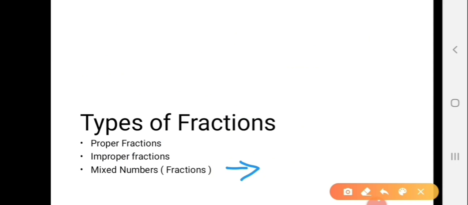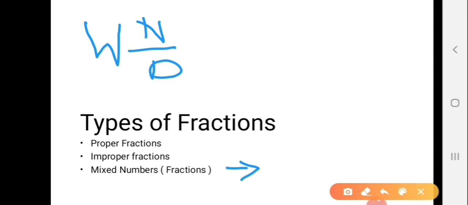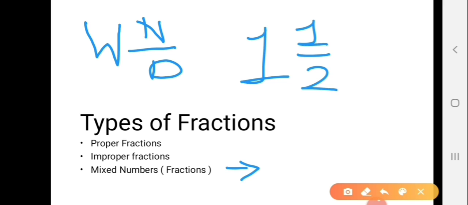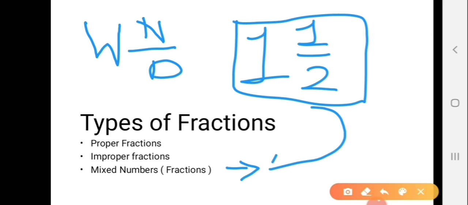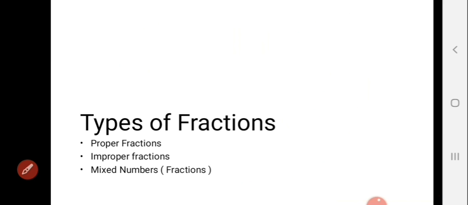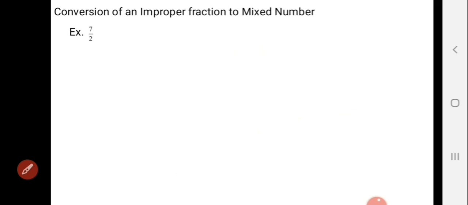Now, mixed numbers. There is a whole number part, a numerator and a denominator. The whole number part is a whole, not a fraction and not a part of a whole. It is a whole which is not divided into any number of parts, and there is a fraction with it. So this is a mixed number. Now we know the types of fractions. Let's move on to the next topic.